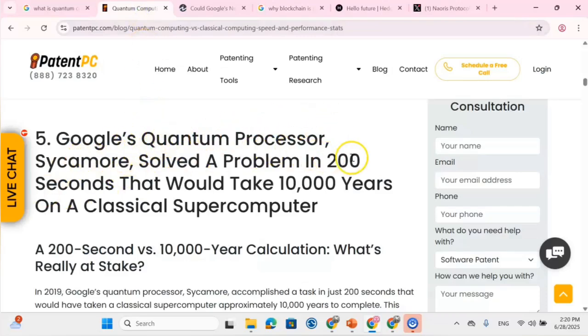For this computer to solve a problem that would take a classical supercomputer 10,000 years to solve in under 200 seconds. That is barely 4 minutes. Not even up to 4 minutes, because 60 seconds makes a minute. That is 3 minutes, and this computer can use that short period of time to solve a problem that can take a classical supercomputer a space of 10,000 years. This is mind-blowing.